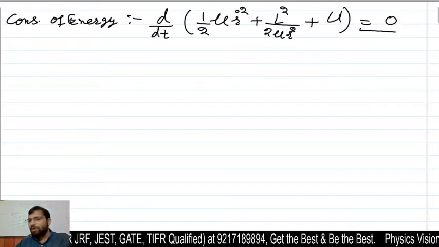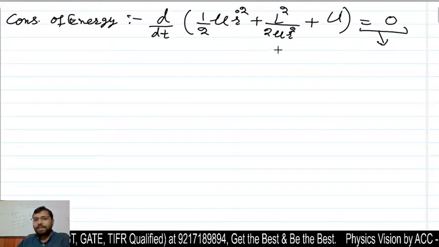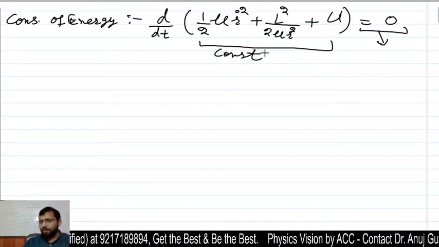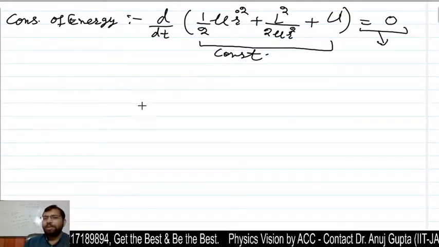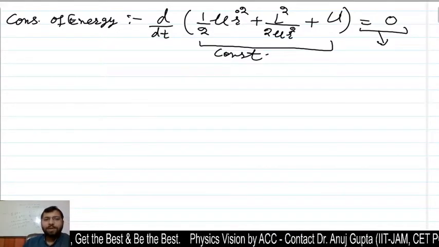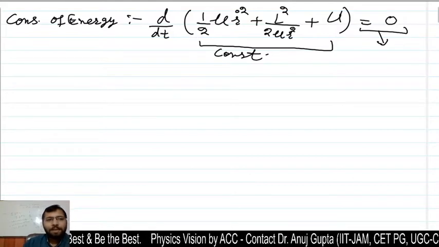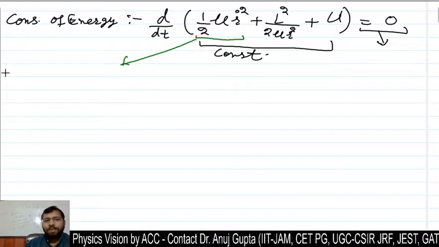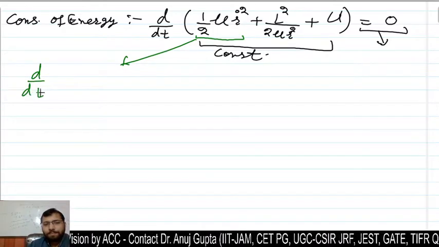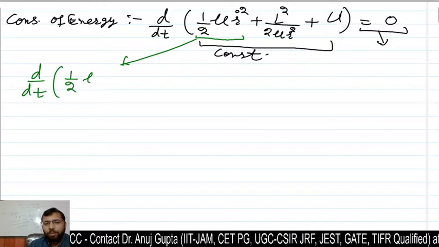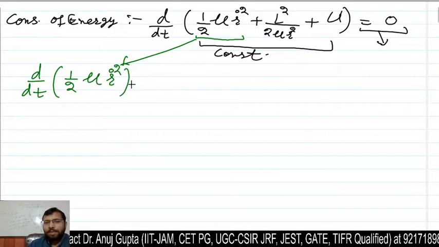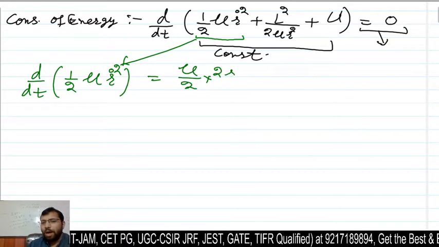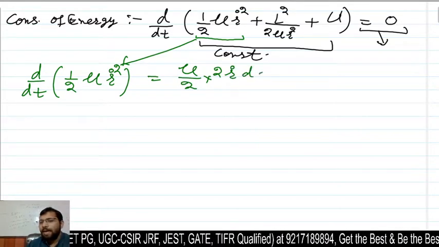If this comes out to be equal to 0, then it means the term inside this bracket is constant. Okay, how it will happen? Let me give you a glimpse of that. What is the derivative of the first term? Derivative of half mu r dot square is given by mu by 2 into 2r dot into dr dot by dt.